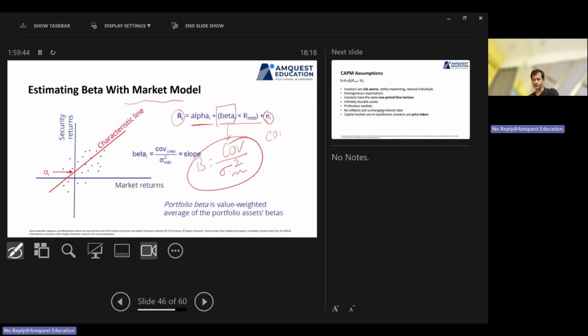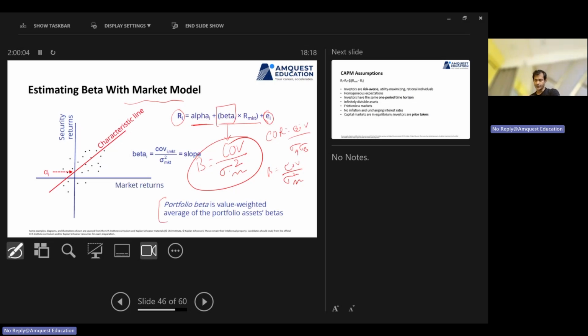Remember, the correlation formula is what? Covariance upon deviation into deviation, right? Same way, beta is covariance upon deviation squared, because here A and B is my market. Are we clear? So please learn the formula for beta. This is a very hot question that sometimes comes.